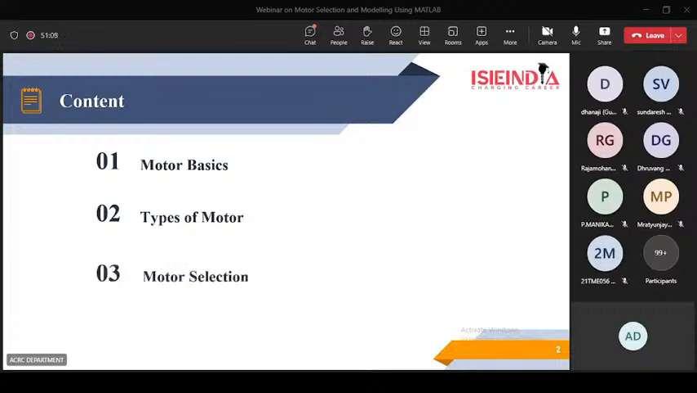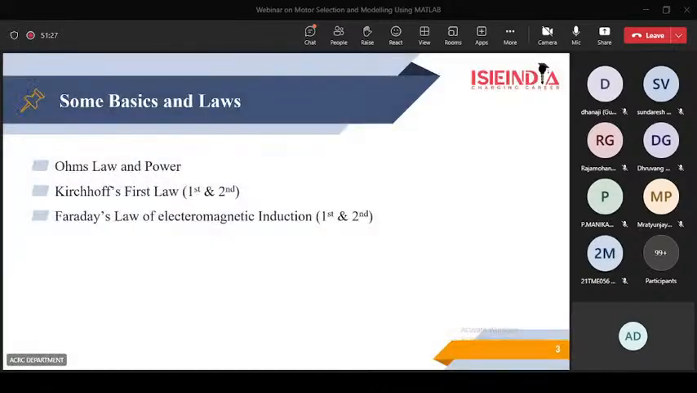Then we will talk about the selection criteria, the factors upon which motor selection is done. Then we will do the modeling of a motor on MATLAB. So first, some basics and laws.